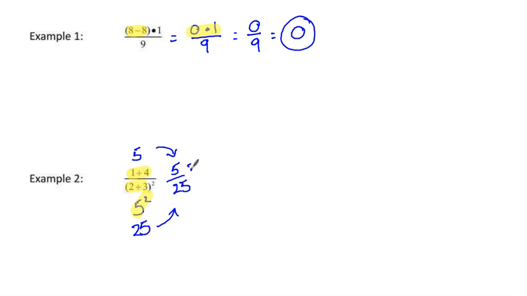So we're going to divide by 5 in the numerator, and we're going to divide by 5 in the denominator because they both end in 5s, so I can divide by 5. 5 divided by 5 is 1, 25 divided by 5 is 5. So that is my simplified answer because the numerator is 1.